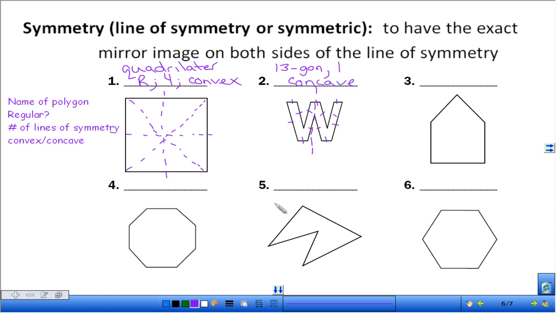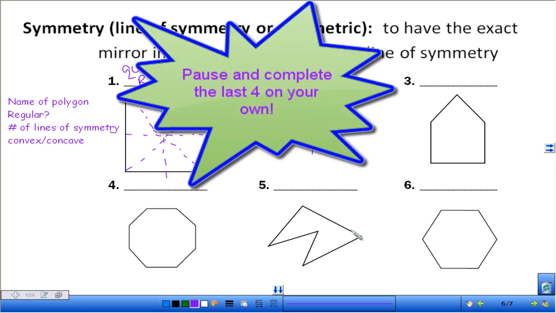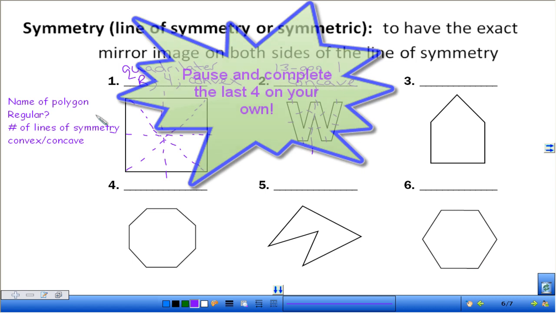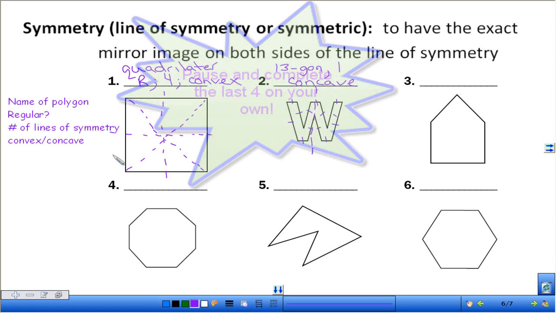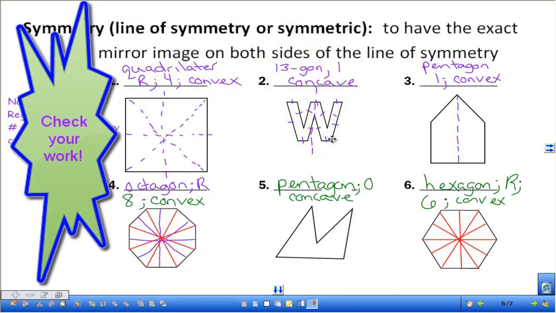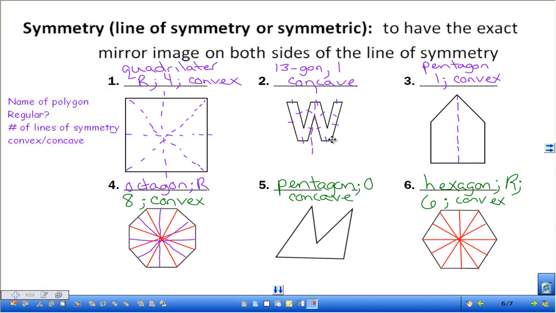Questions on what you're doing for the last 4? So again, guys, you don't have to draw these. If you want to, go for it. I just want you to answer these 4 questions for those, and then we'll go through the answers in a few minutes. Yeah, trick you. Questions? All right, I have a couple more for you guys to work on.